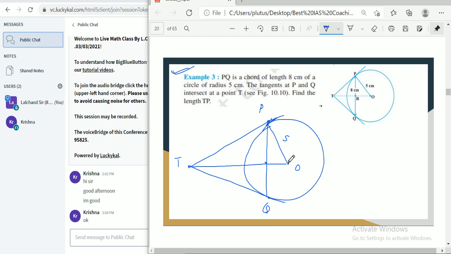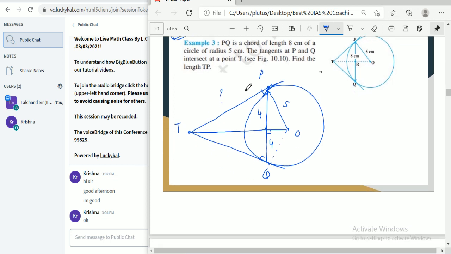The chord is 8 centimeter. So we can say the perpendicular from the center bisects it, so this is 4 unit and this is also 4 unit, because the total length PQ is 8 unit given to us and the radius of this circle is 5 unit. This is a right angle, because TP is a tangent. We need to find the length of TP. So how do we find this side?